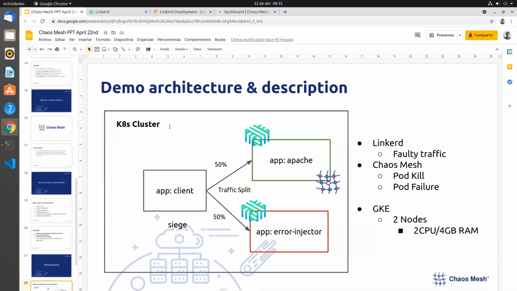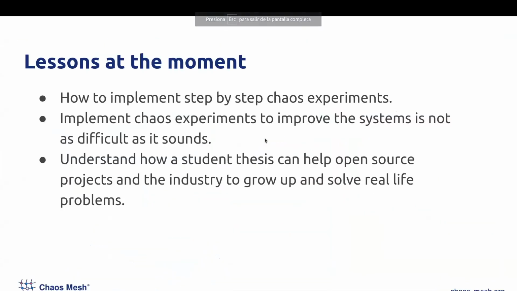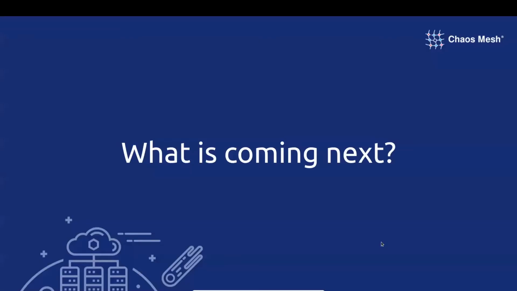Now let's turn back to the presentation. Okay, some lessons that we have learned at the moment. First, how to implement chaos experiments step by step to improve the system. It's not as difficult as it sounds, as we saw in the demonstration. Second, understand how a student thesis can help open source projects and the industry to grow and solve some real-life problems. Now, what's coming next?